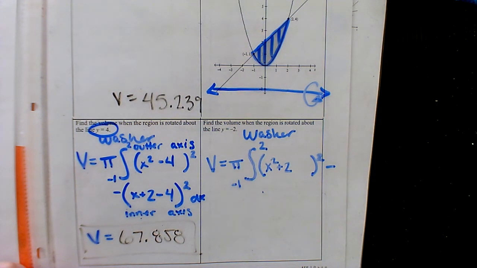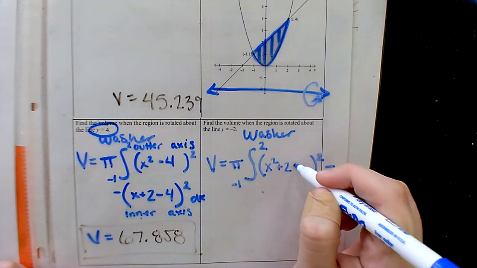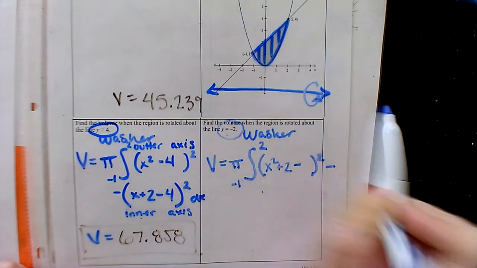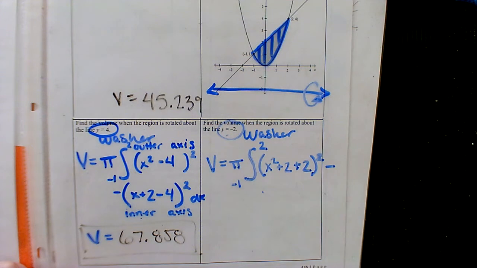And then we have to subtract the axis of rotation. So if we need to subtract -2, that's going to go ahead and change to a plus.